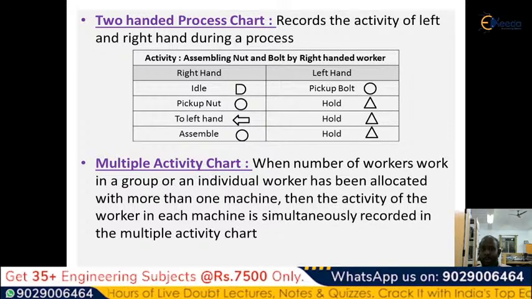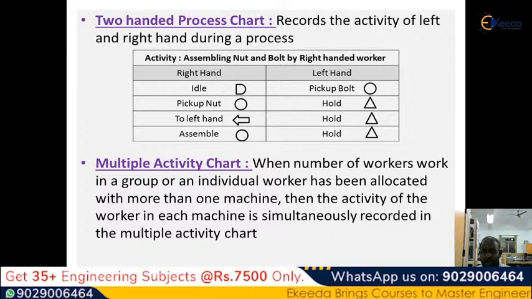Now you are going to assemble it. So obviously you have to move a hand because both the hands are far apart. So you have to move these hands to a nearby position so that this nut and bolt can be assembled. In this case, I have moved my left hand towards my right hand. Then I am trying to assemble.